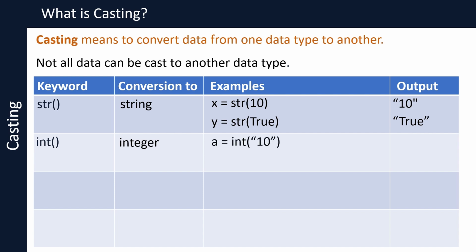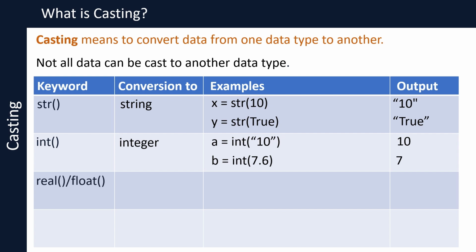For example, a equals int("10"). This converts string containing numeric value 10 to integer value 10. Next example is b equals int(7.6). This converts real or float value 7.6 to integer value 7. Note that it does not round the number.